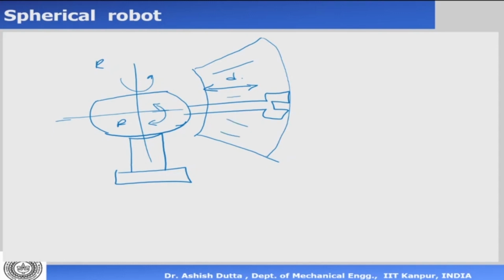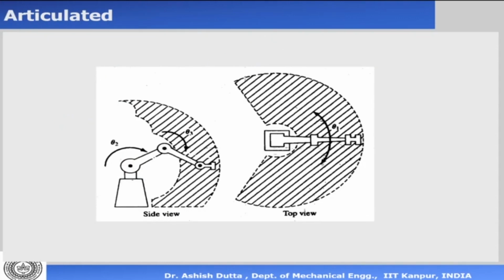Now these robots are not very good at carrying weight. Why? Because they are supported by revolute joints. Most robots which have revolute joints are not very good at carrying weights. So the robots which are made up of translating joints have much stronger load carrying capacity.